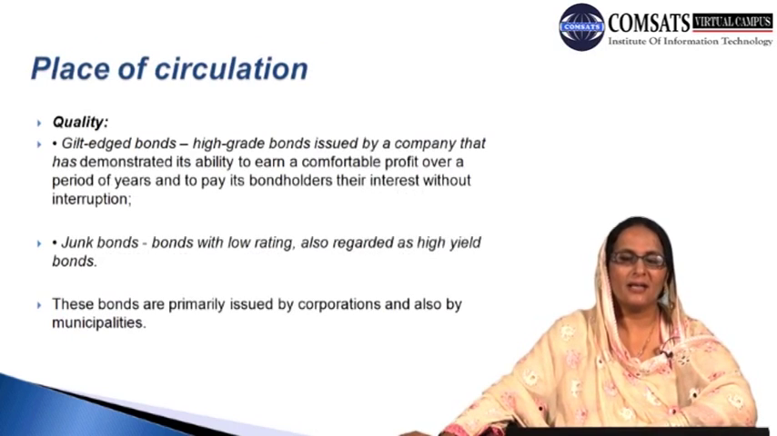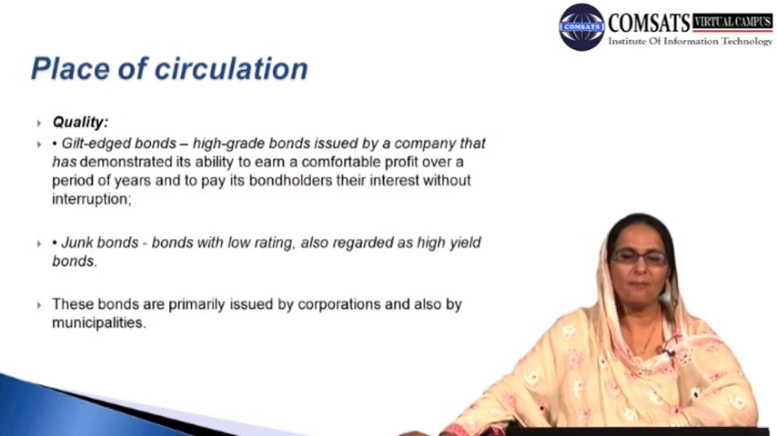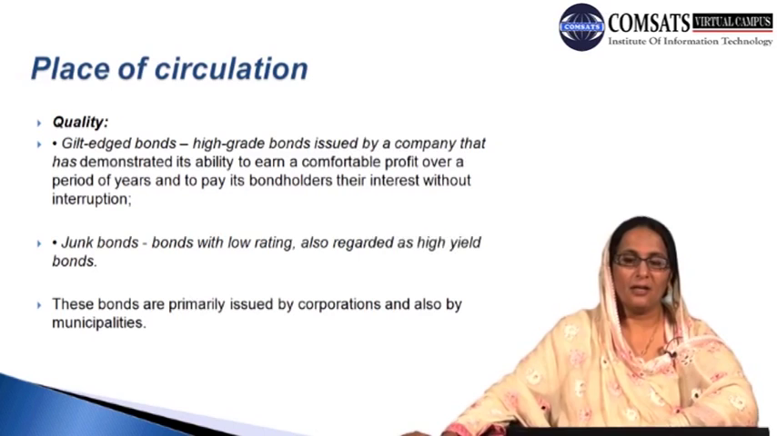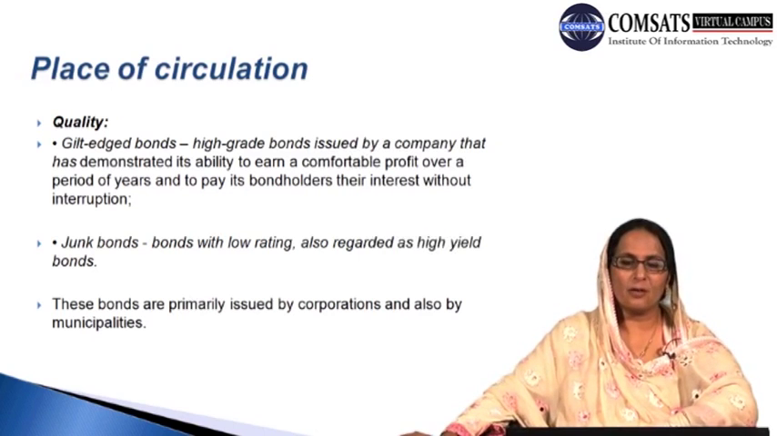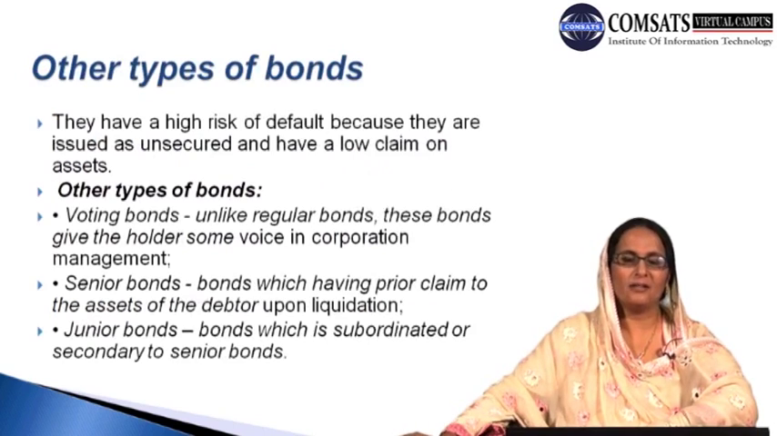Then we have quality gilt-edged bonds. They are also important, issued by the company, and they show the ability of the firm to pay the interest rate and to pay the principal amount with comfortable profit. We have another type, which is known as junk bonds, and some other types of bonds are voting bonds, senior bonds and junior bonds.